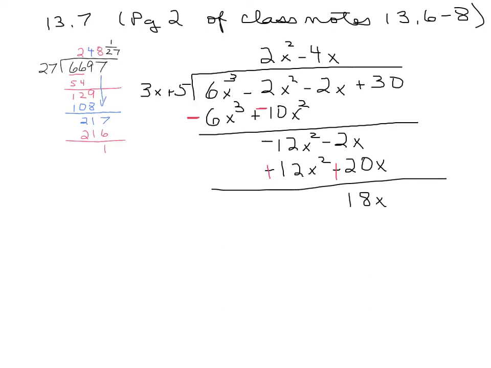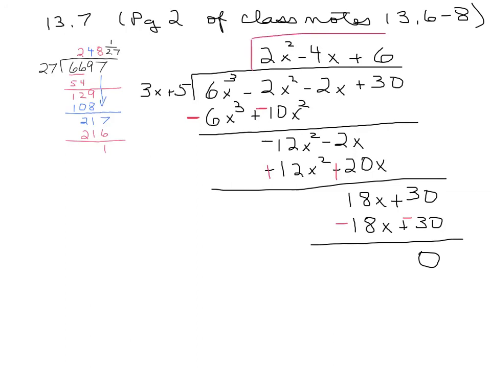Okay, how many times does 3x go into 18x? Go ahead and pause the video and figure that out. Okay, it goes in 6 times. So we have 6 times 3x is 18x, and 6 times 5 is 30. And we also want to bring this down so that here we have this. So now we have the same thing, and when we change the signs and add, we get 0. No remainder. So our answer is this.